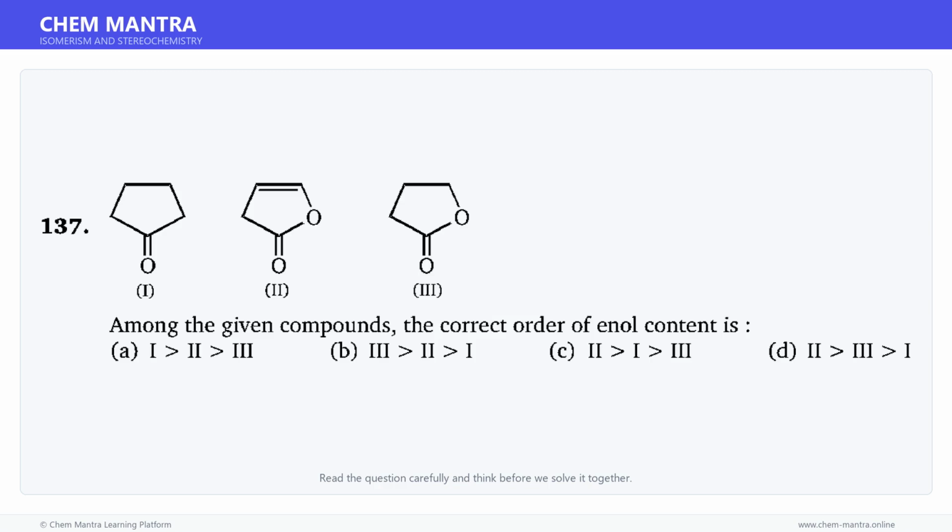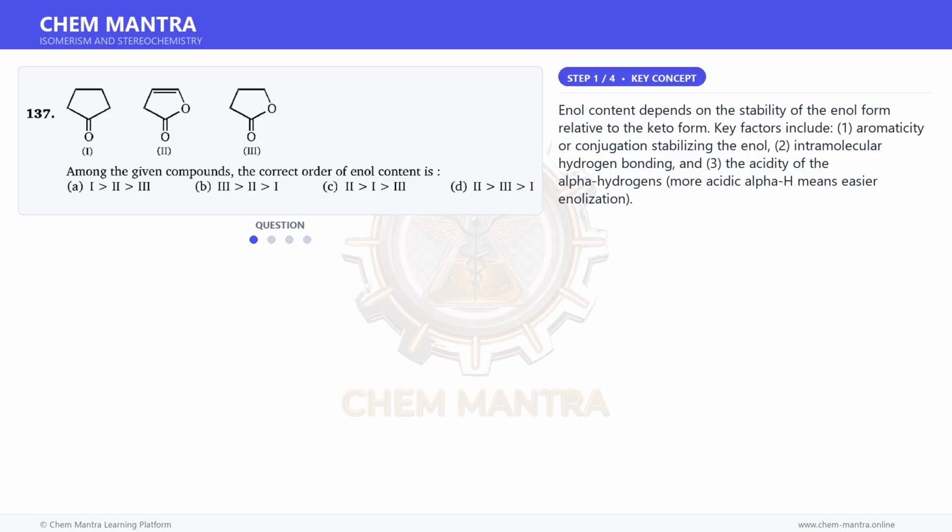Here is a question. Read it carefully and think about the answer. Let us solve it step by step. Let us first understand the key concept here. Enol content depends on the stability of the enol form relative to the keto form. Key factors include: 1. Aromaticity or conjugation stabilizing the enol, 2. Intramolecular hydrogen bonding, and 3. The acidity of the alpha hydrogens. More acidic alpha-CH means easier enolization.